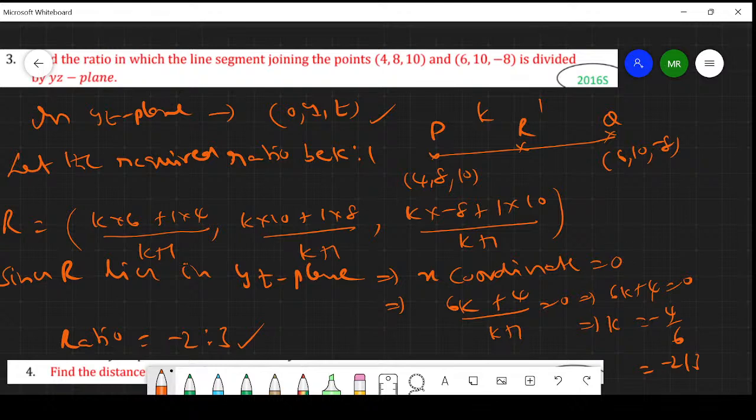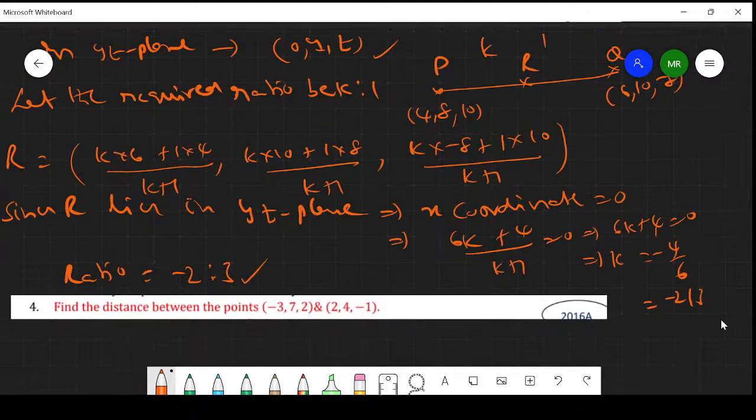Understood? 3 types of problems they may ask. This is yz plane, x coordinate 0. Zx plane, y coordinate equal to 0. Xy plane, if they give, z coordinate equal to 0. Like that you can solve the problem. I hope you understood this.